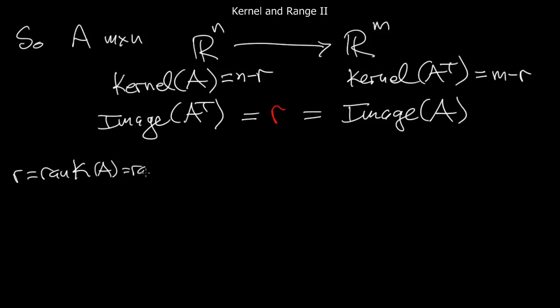So the way I like to think of this is that if you're trying to figure out these subspaces, you have these 2 subspaces of dimension r, and then the complementary subspaces which have dimensions n minus r and m minus r.